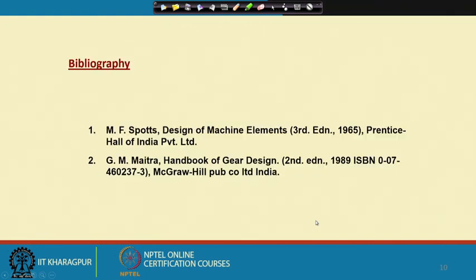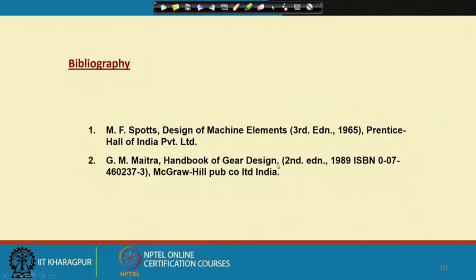Now, for this portion which I have delivered, you can follow the book The Design of Machine Elements by Spotts. I have followed the third edition, but later editions are now available. There is another very good book by G. M. Maitra, Handbook of Gears, where there is a lot of information on gears. Apart from that, there are many other books, some of which I have mentioned in my introductory lecture.